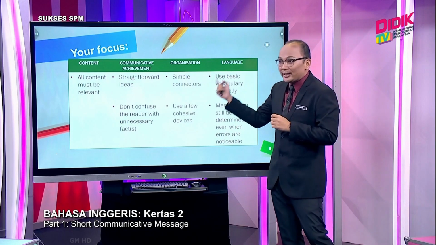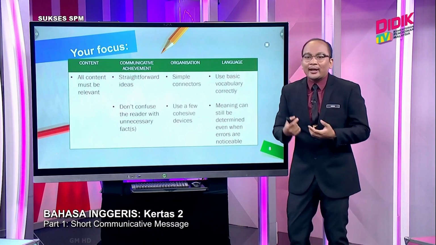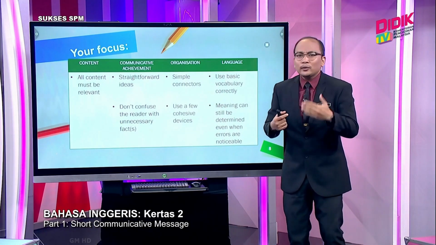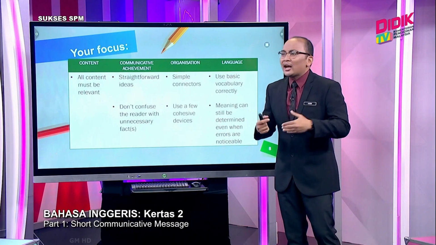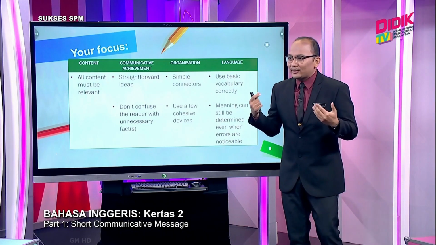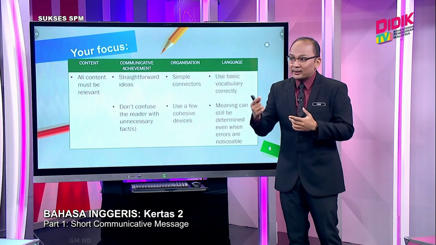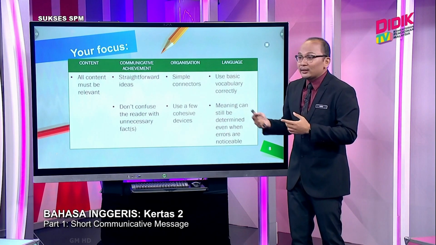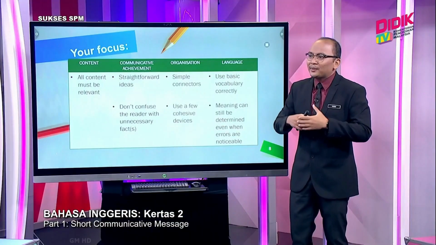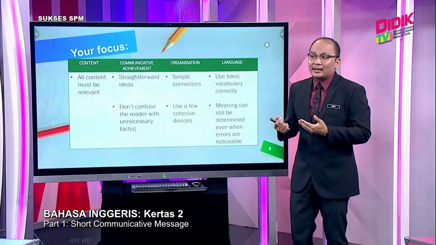And for communicative achievement, use straightforward ideas. Don't go beating around the bush, or writing nonsense. Because what we want for part 1, as I mentioned, is for you to be straightforward. Do not try to elaborate so much, because that may take more time as well, which is a factor because we need to write 3 parts.